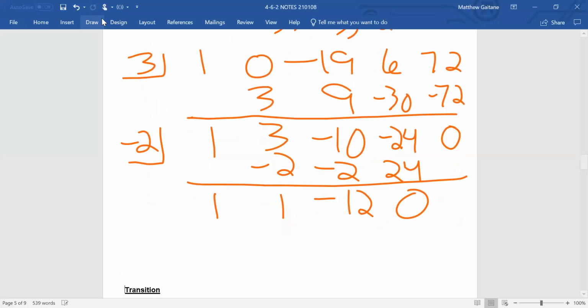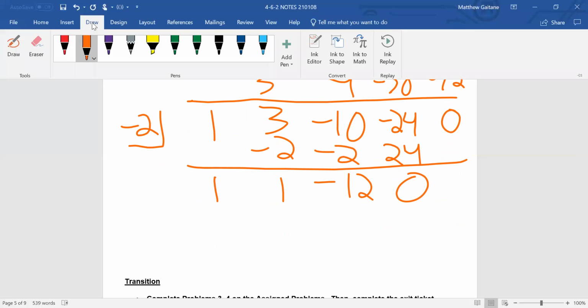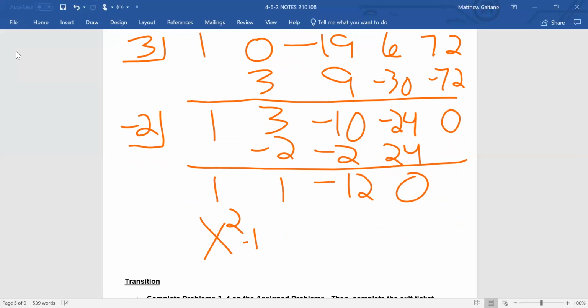Let's write our quotient here. Okay, so it's 1x squared plus 1x minus 12 with the remainder of 0.